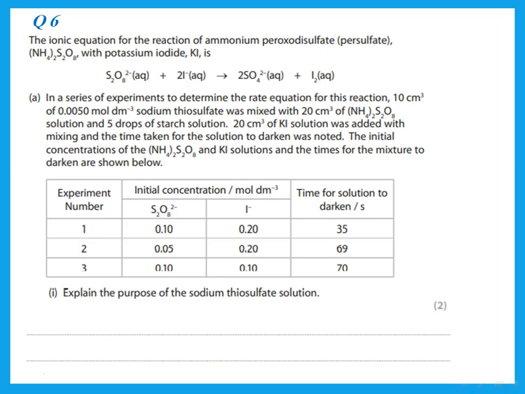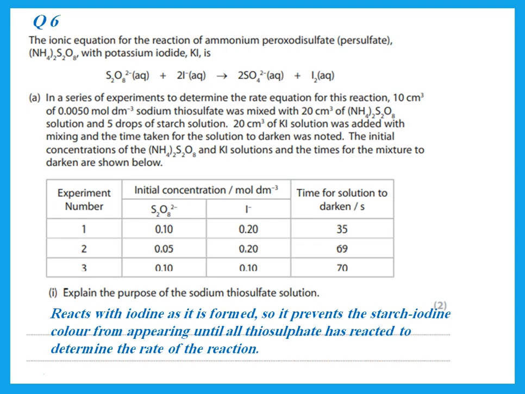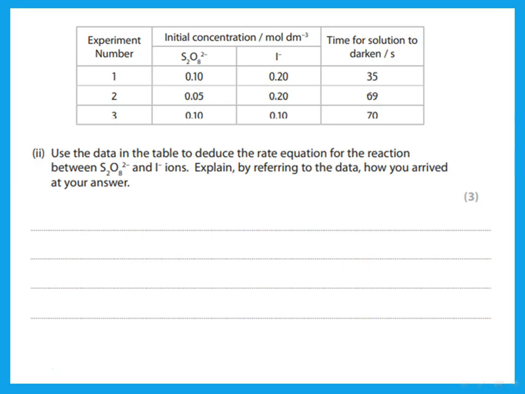And he gives me a table and he says, explain the purpose of the sodium thiosulfate. Remember, the sodium thiosulfate reacts with iodine as it is formed. So it prevents the starch iodine color from appearing until that amount of thiosulfate has reacted, and then we start timing the rate of the reaction. Use the data in the table to deduce the rate equation for the reaction between the persulfate and iodide. Explain by referring to the data how you arrived at your answer.